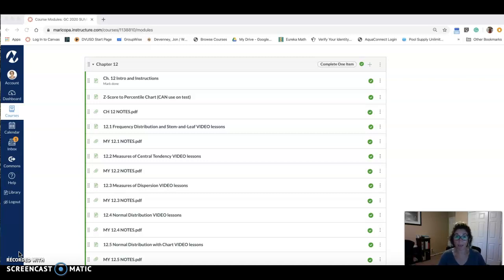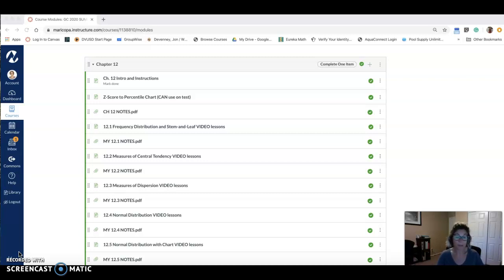So we're going to be gathering some statistics and talking about the least biased way of collecting data. We're going to learn a few different definitions when we gather statistics. We're going to talk about displaying our data, so frequency distribution charts and stem and leaf plots and bar graphs and line graphs, and ways to display our data once we've collected it.